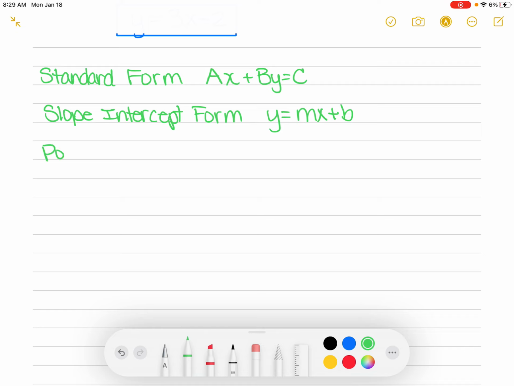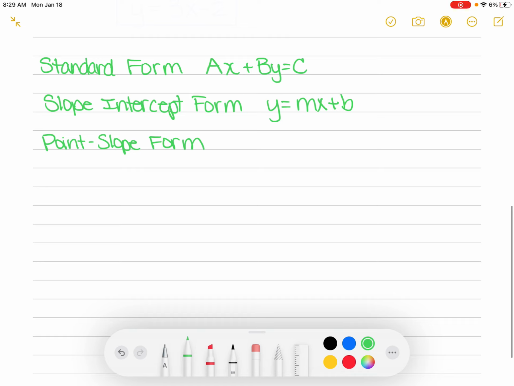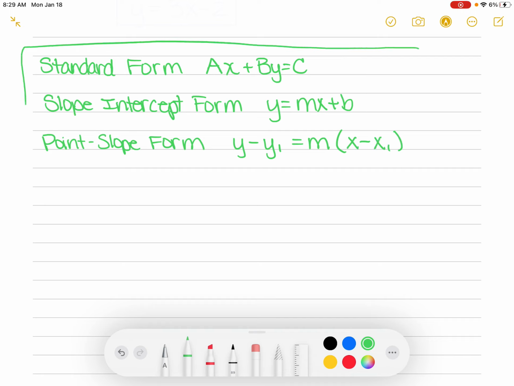Okay, and then the last one is point slope form. And I'm about to write that down. Okay, so the reason that we have so many forms is because you may be given different information at different times. So this way you can make an equation no matter which way. So the point slope form is y minus y1 equals m times, and you use parentheses for that, x minus x1. Okay, so these are the 3 forms that now we know.